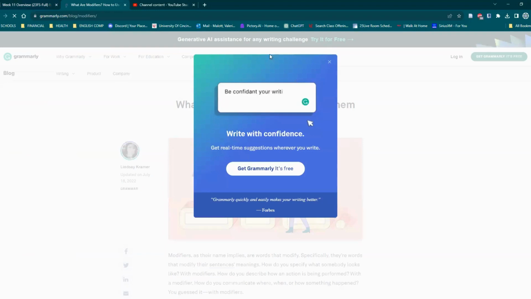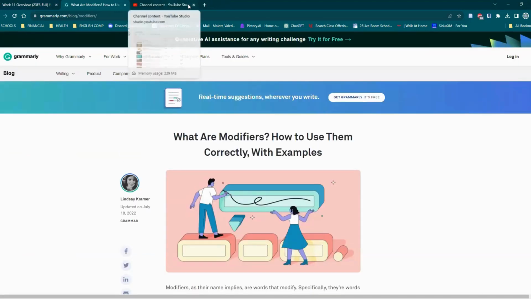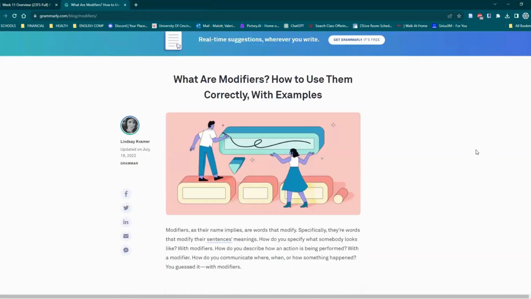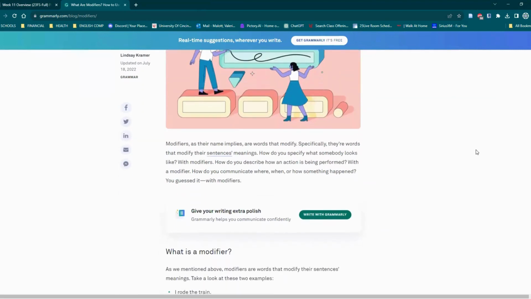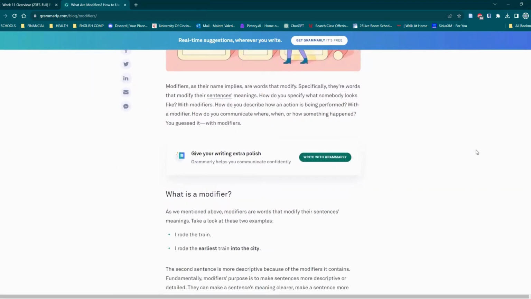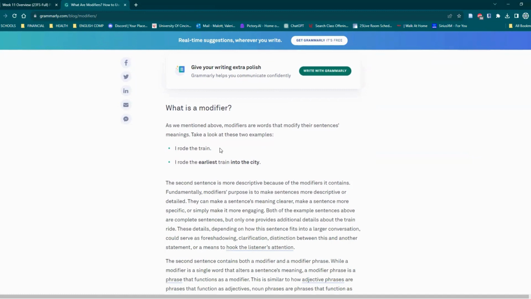I will open up the Grammarly page here so that you know what we're doing: what are modifiers, how to use them correctly, and they have examples. So a modifier is a word that modifies or changes the sentence's meaning. Let's look at these two examples. We have "I rode the train," and then "I rode the earliest train into the city."